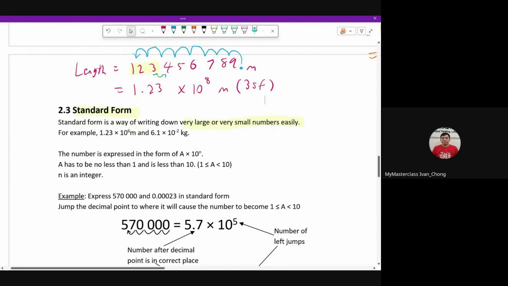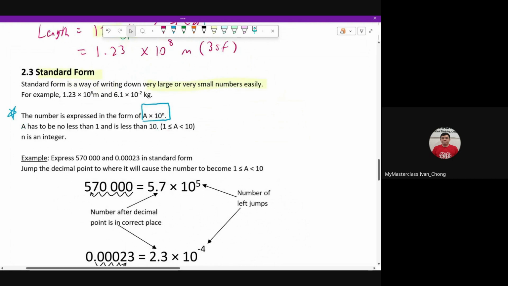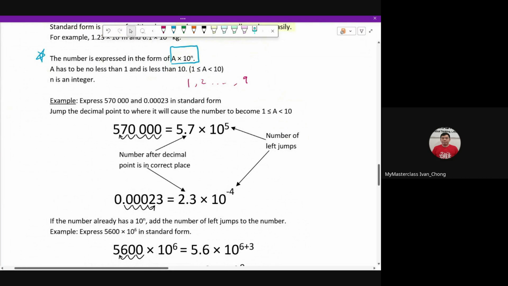Now, your standard form itself has to be in this format over here. Okay, so A must be greater than or equal to 1 and less than 10. So it can only be 1, 2, all the way till 9. It cannot be 10. Okay, so if you notice over here, you have a number, 570,000. So where's your decimal place? My decimal place is over here. You will jump 1, 2, 3, 4, 5. You jump 5 times. So this is 5.7. And because we jump 5 times, it's 10 to the power 5.